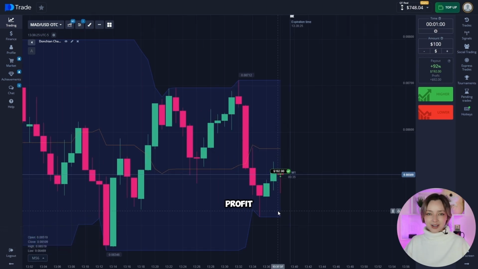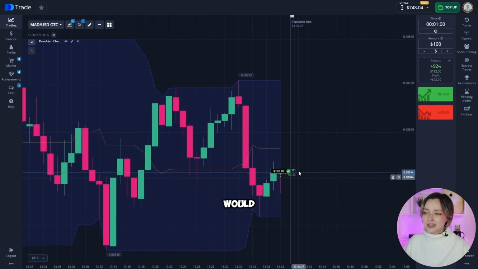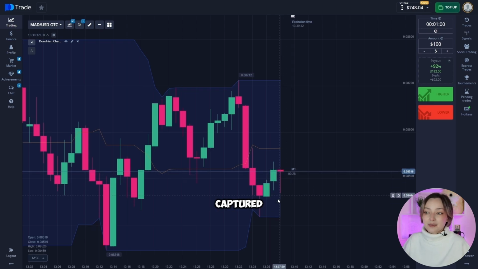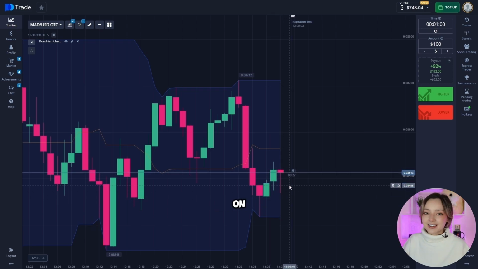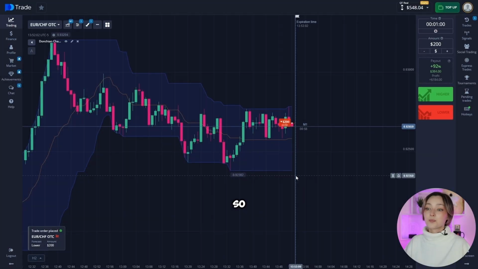We made a nice profit, although it was quite risky, I would say. Look at the strong downward momentum. But yeah, we still captured a nice upward motion. Let's carry on, guys. So my trade is placed.